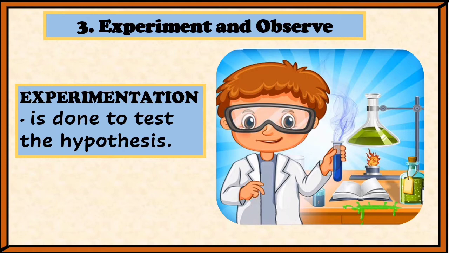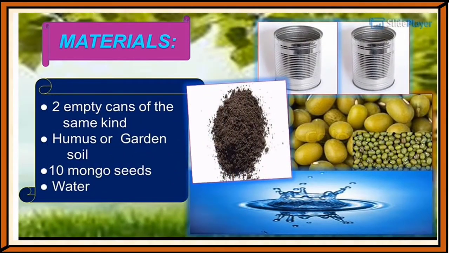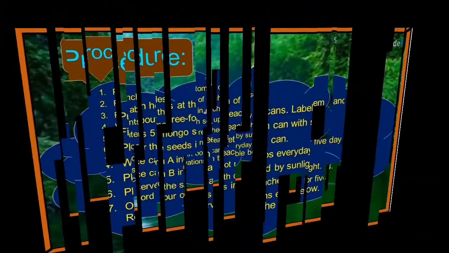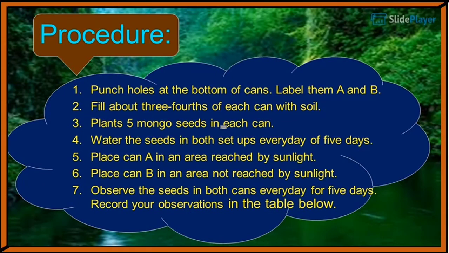So, for our experiment, of course, we need some materials. Two empty cans of the same kind, humus or garden soil, 10 mango seeds, water, and sunlight. And in making an experiment, of course, we have a procedure to follow. First, punch holes at the bottom of the cans. Label them A and B.